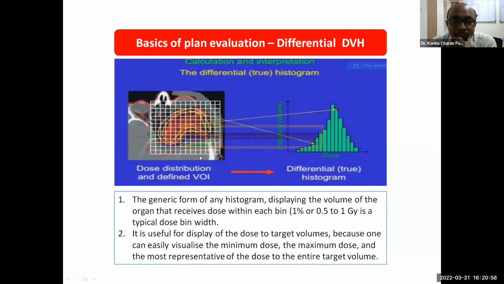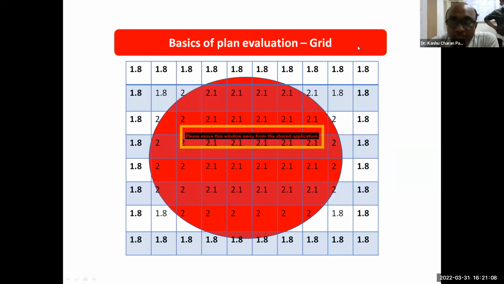If you divide this area into voxels and pixels, you can automatically get a differential DVH. Suppose you have taken a dose distribution area and you see where the area is getting 2.1 gray, 1.8 gray, and where some area is getting 1.5 gray. So you can make a grid and measure how much dose each voxel is getting.